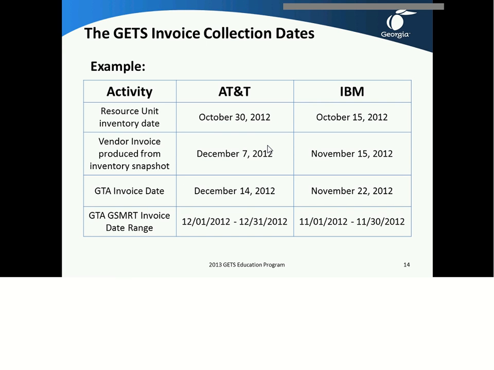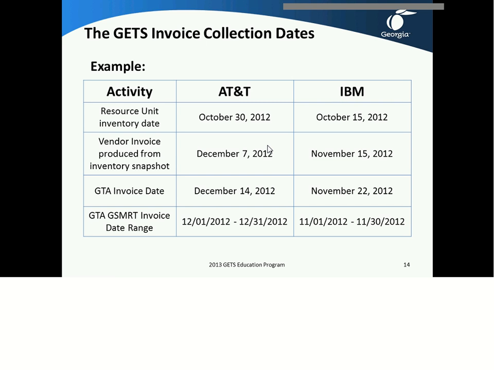So as you can see, AT&T bills 2 months in arrears. IBM bills only 1 month in arrears. Because of the 2-month lag in AT&T billing, there could be a situation where a service may have been cut off, but will still appear on the bill for 2 months after the cutoff.